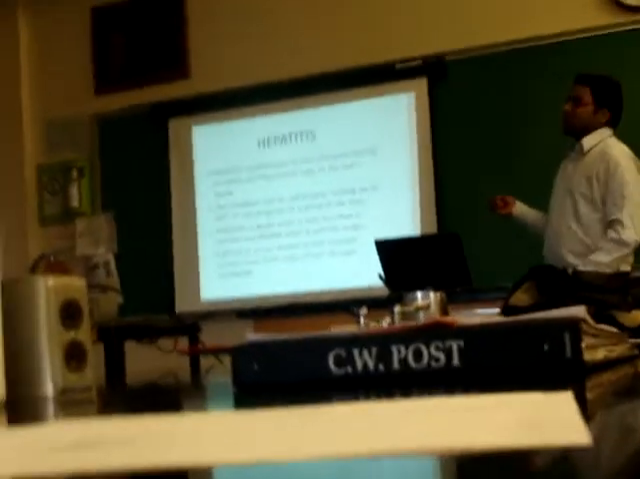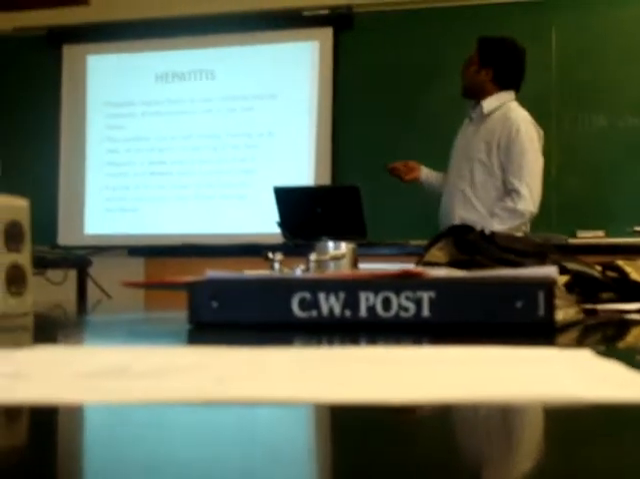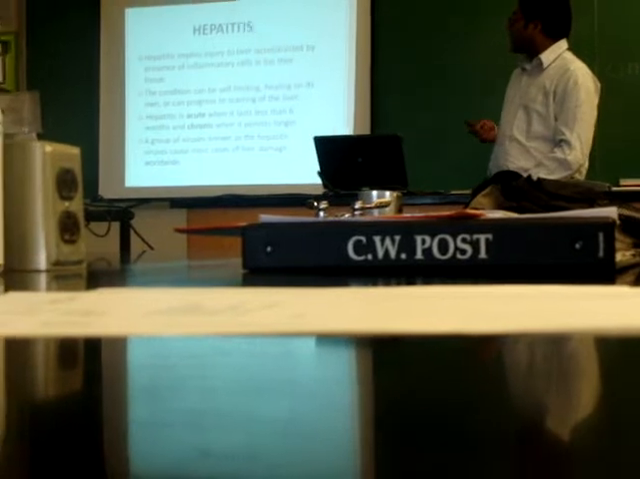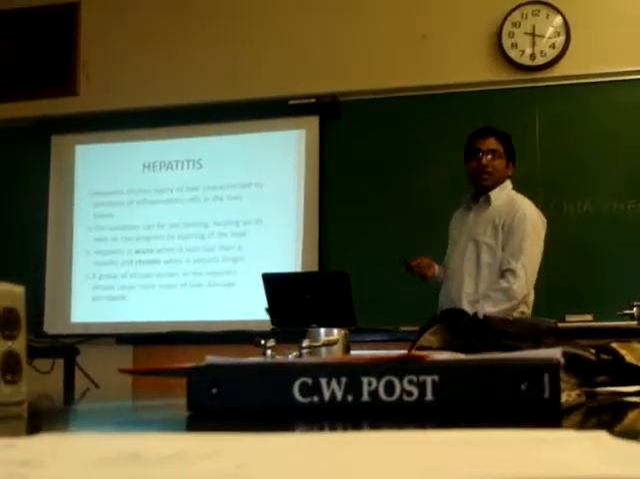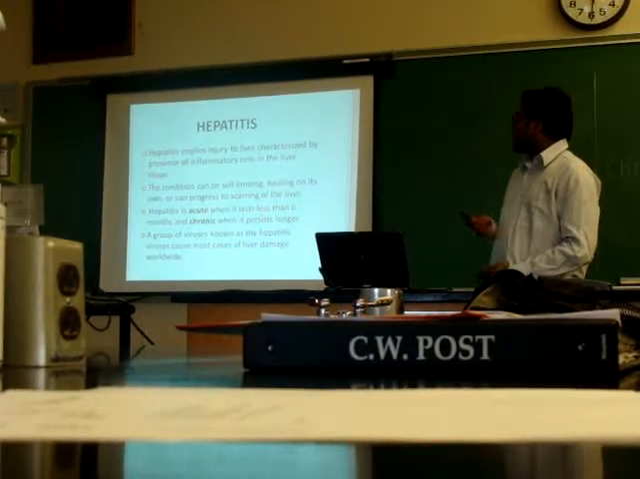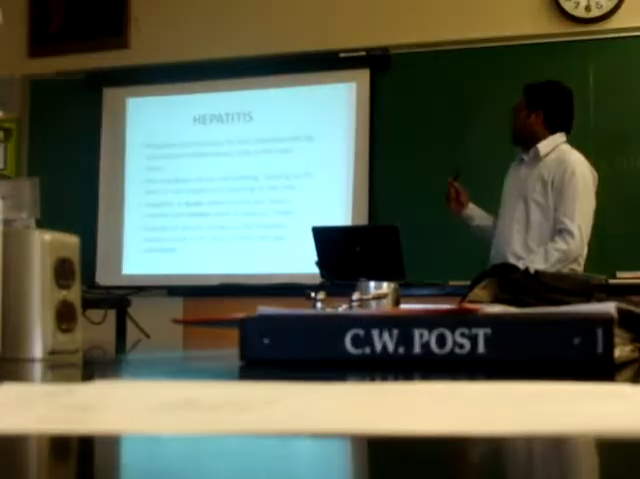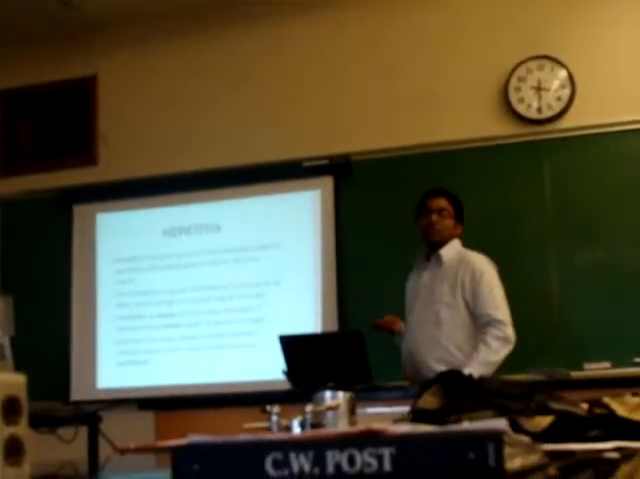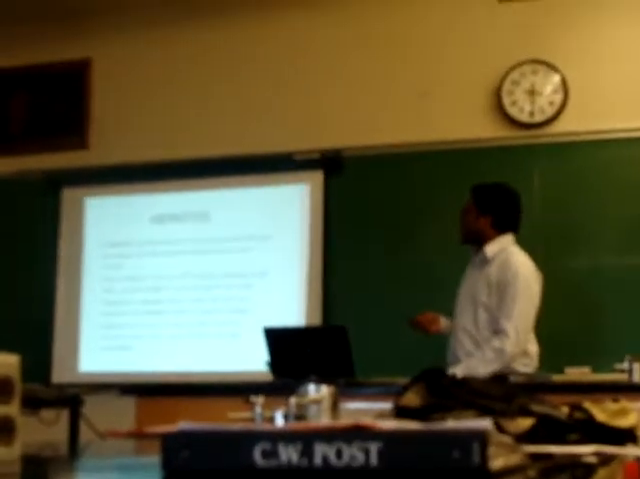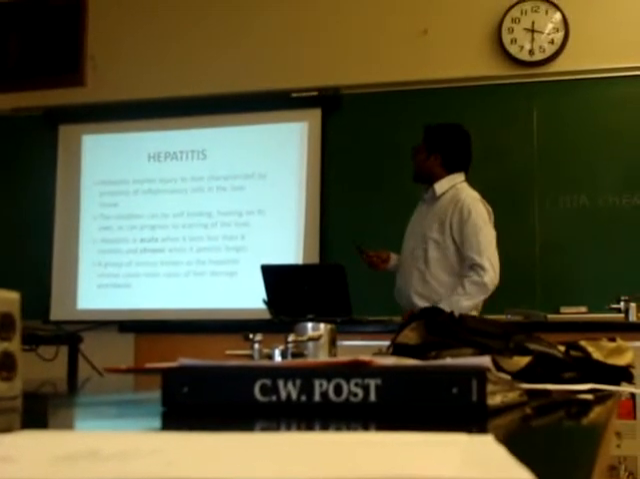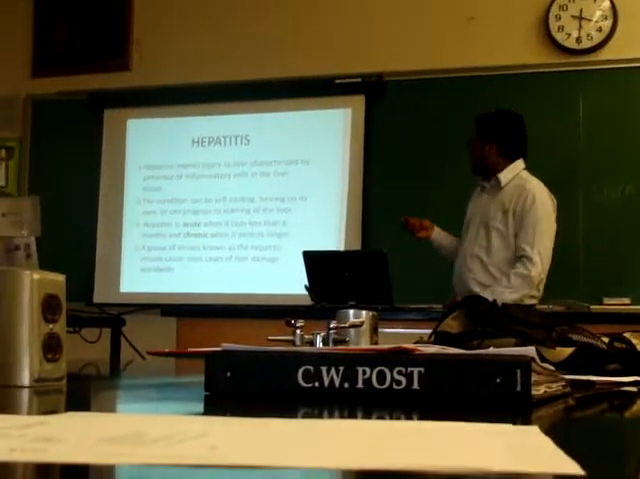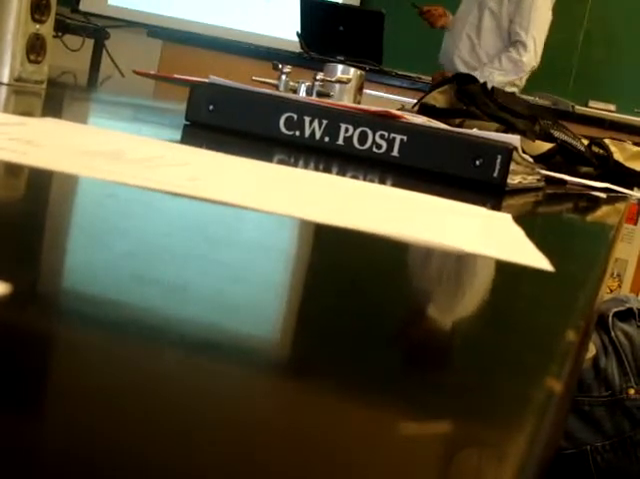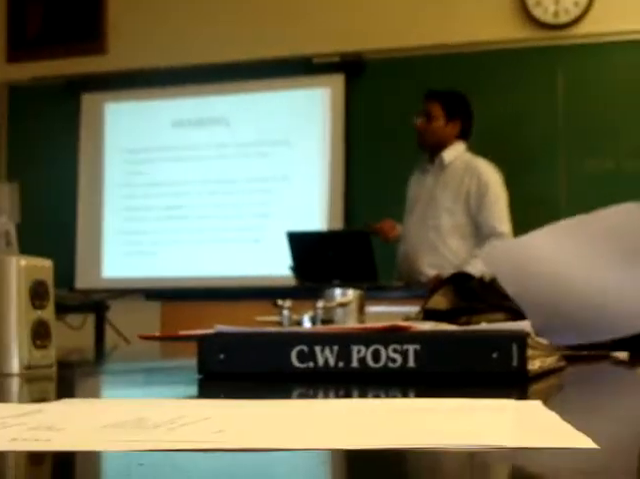Generally, hepatitis implies a liver injury characterized by the presence of inflammatory cells in the liver tissue. This condition is generally self-limiting and heals on its own. But when it progresses, scarring of the liver occurs. Hepatitis is of two types, acute and chronic. When it lasts less than 6 months, it is acute, and when it persists for longer, it is chronic.